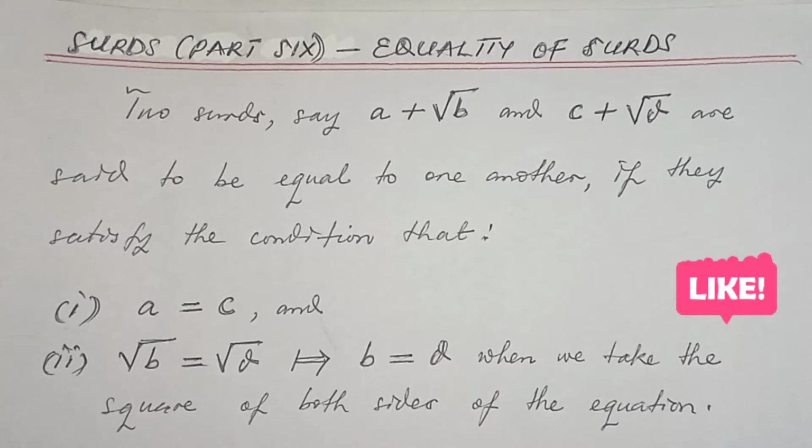Today we shall be considering Surds part 6, where in particular we shall be looking at equality of surds. So when are two surds said to be equal? That is one consideration in our class. The second consideration is where do we apply this knowledge of equality of surds directly to?